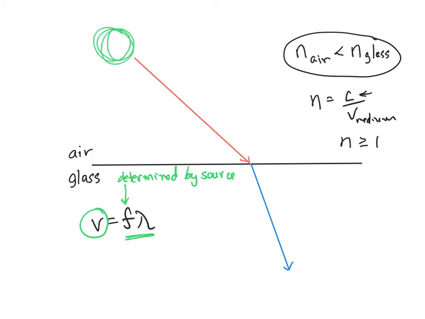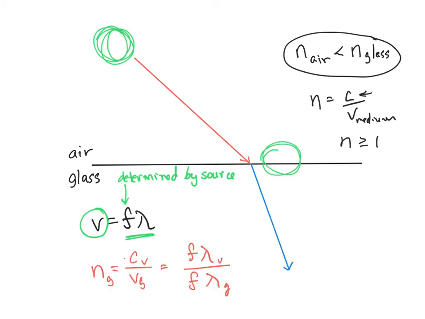Whatever's creating the light up here, if it's the sun, if it's a laser beam, if it's an incandescent light, whatever the light source is, the source of the light is not changing just because it changes mediums from air into glass. So it's definitely not the frequency. It turns out the wavelength is going to change. So frequency stays constant when light passes from one medium into another, but the wavelength adjusts.